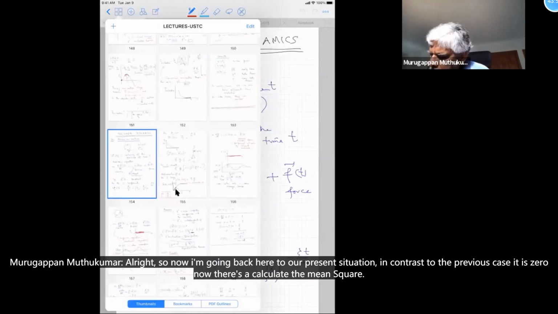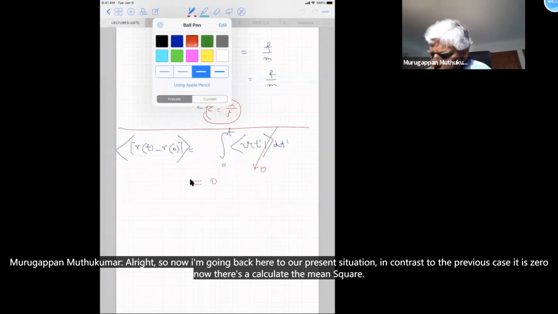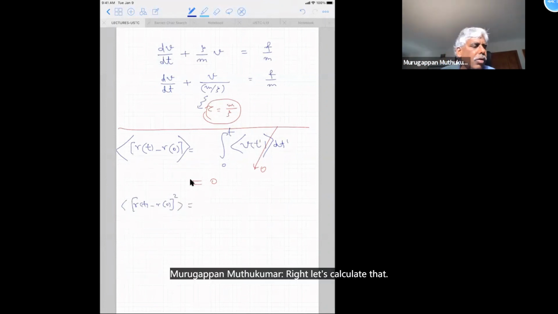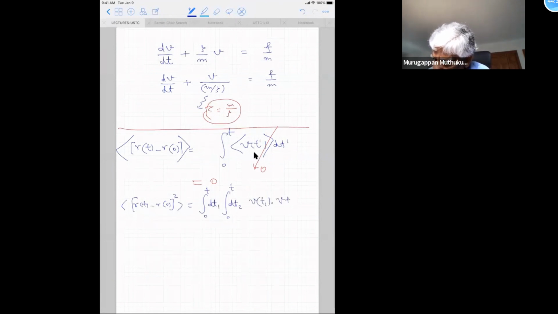Going back to our present situation, in contrast to the previous case, this is 0. Now let's calculate the mean square displacement, R of t minus R of 0 squared. You can do that using the usual technique, because R of t is the first integral of V. So I write dt1 from 0 to t, dt2 from 0 to t, V at t1 dotted with V at t2, averaged.